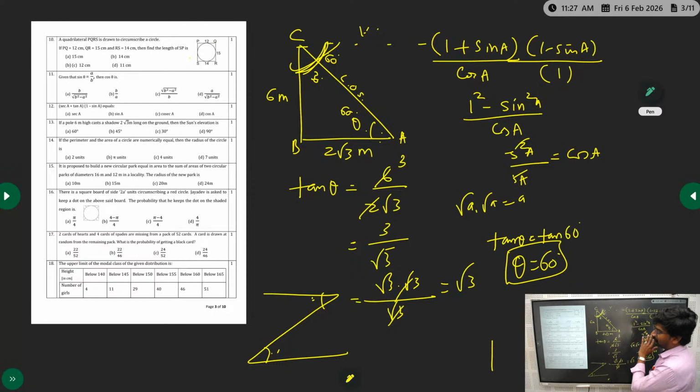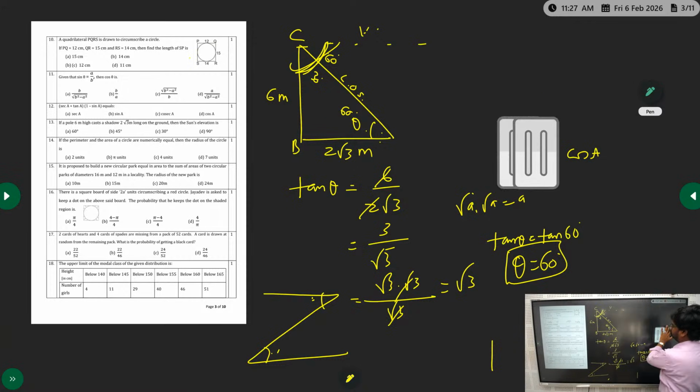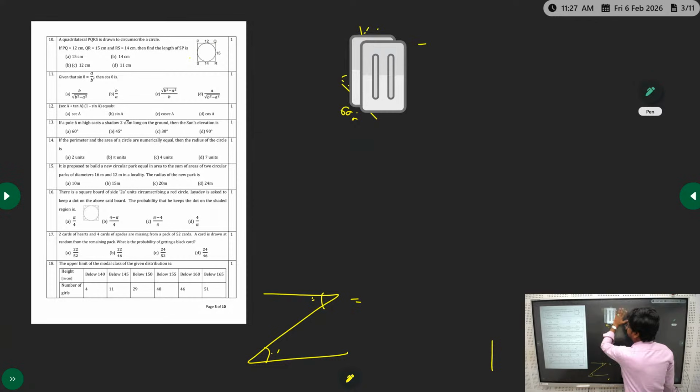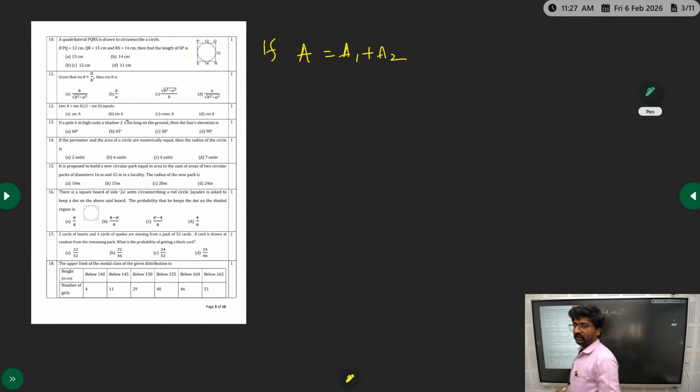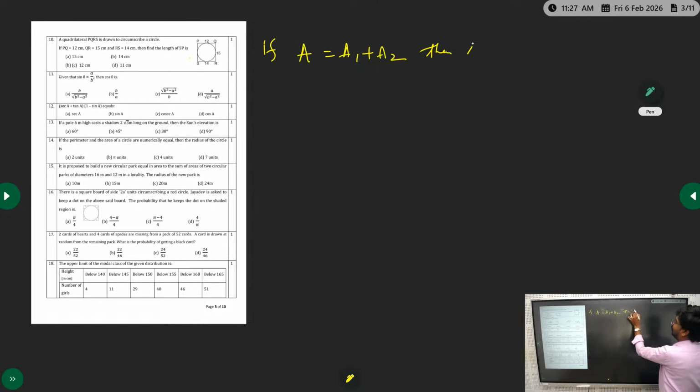Complete. Now again write heading circles, two extra formulas, note down. Write heading circles, extra formulas. If A is equal to A1 plus A2, what is A1, A2? Area of circle. Okay. If A is equal to A1 plus A2, then R is equal to under root R1 square plus R2 square.